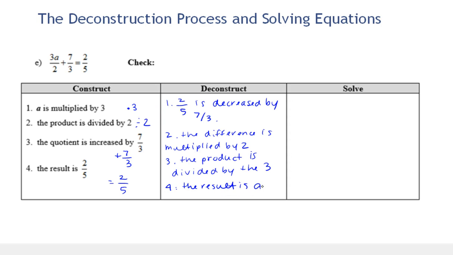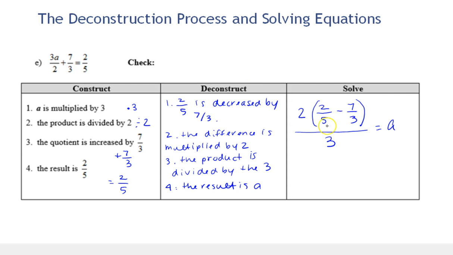Okay, so now let's go through this process. So 2/5 is decreased by 7 thirds. So 2/5 minus 7 thirds. The difference is multiplied by 2, so I need parentheses. I'm going to put the 2 out front, hope you don't mind, but you could put multiplied by 2. The product is divided by 3, so now we need to take this whole thing and divide it by 3, and the result is A.